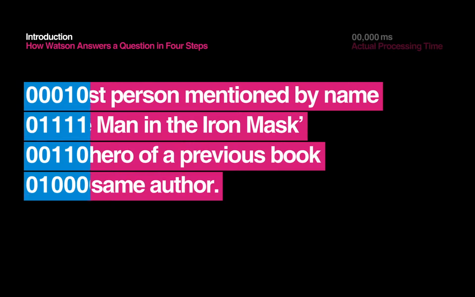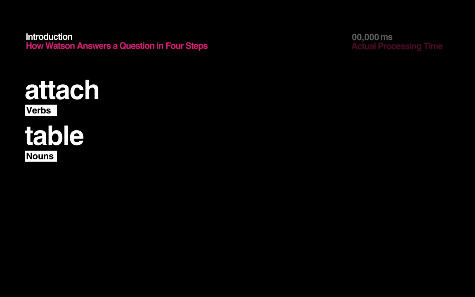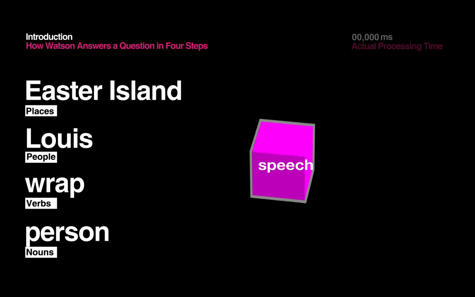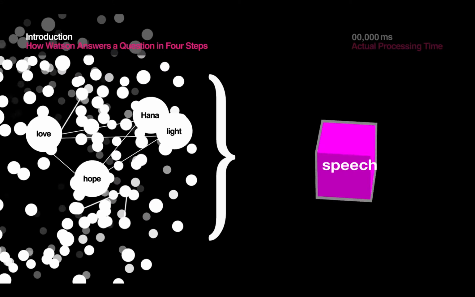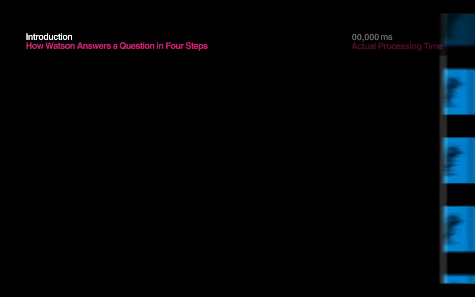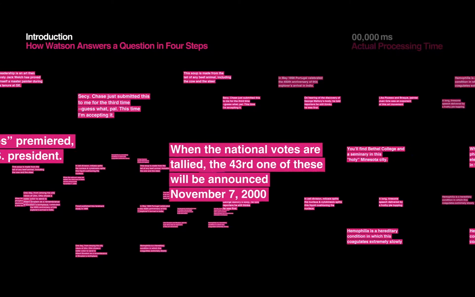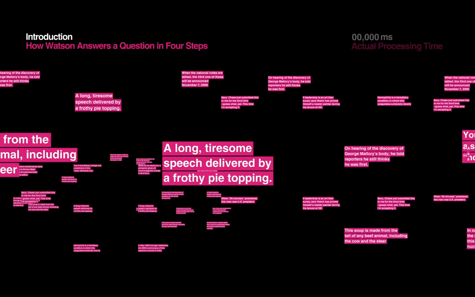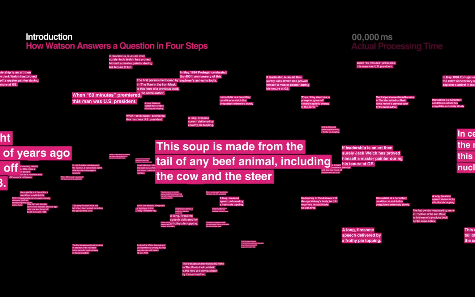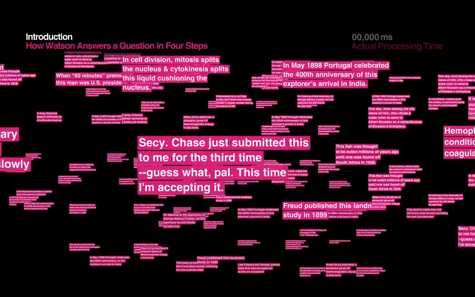Remember, a computer understands code, ones and zeros, not nouns and verbs or people and places, let alone the relationships between them. Watson can't see or hear, so audio and visual questions are off limits, but everything else is fair game. And of course, it's impossible to know everything. As Alex Trebek often quips, the hardest Jeopardy question is the one you don't know.